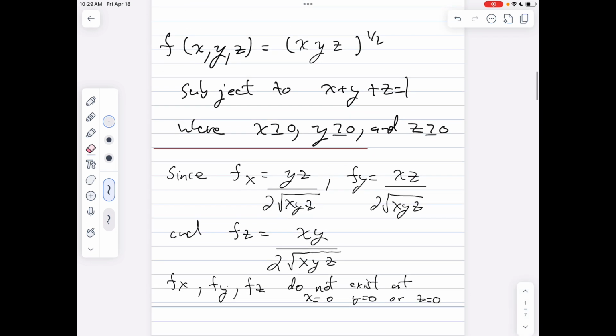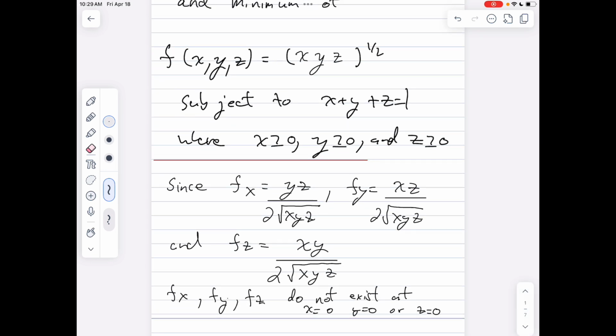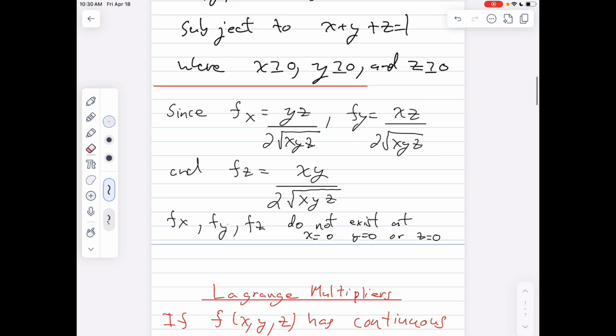Well, let's start by looking at the partial derivatives of f. So fx, fy, and fz, and if you look at them, all of them do not exist anywhere where x, y, or z equals 0, okay? And x equals 0, y equals 0, and z equals 0 are places that are included here in your constraint, okay? So again, the constraint is x plus y plus z equal to 1, where x, y, and z are all greater than or equal to 0. So these are all part of that constraint.